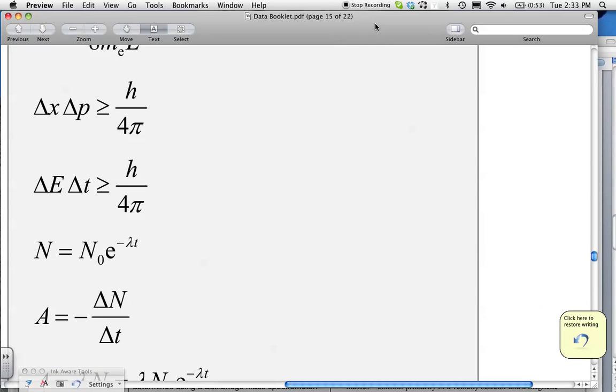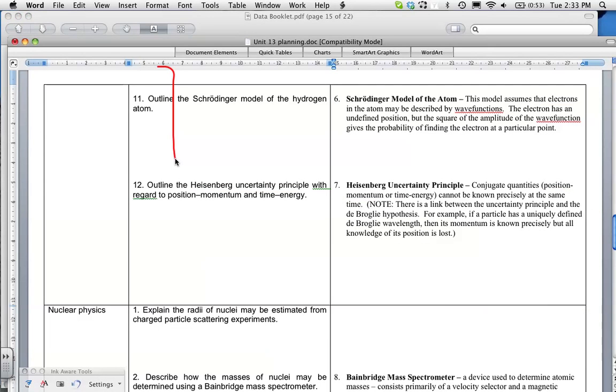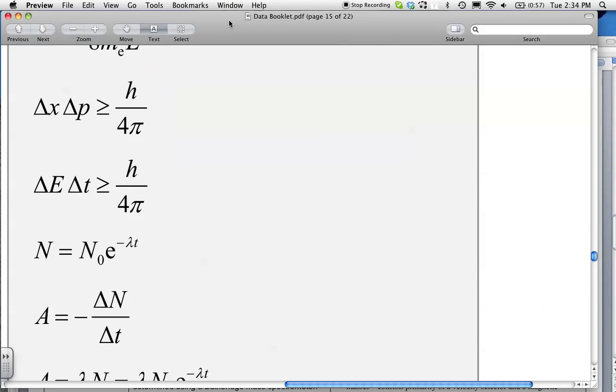Sorry about that. These are his two formulas here. A bit of a few technical difficulties there. And here the x is for position and the p is for momentum.